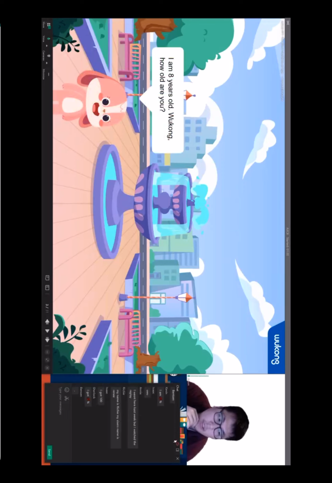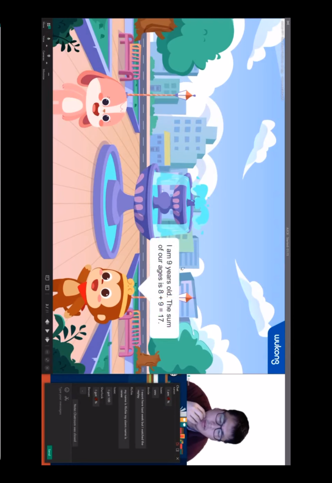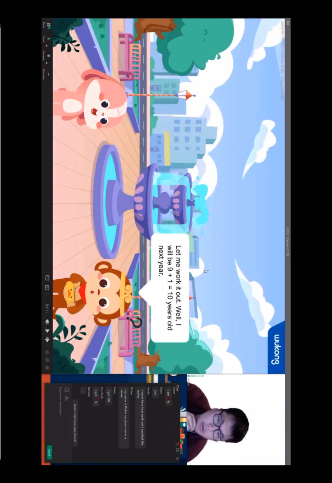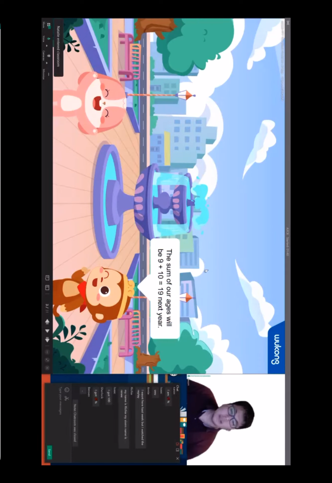So, Una is 8 years old, and Wukong, how old are you? Well, I am 9 years old, so the sum of our ages is 8 plus 9, which is 17. Oh, so what will be the sum of our ages next year? Well, let me work out. I will be 9 plus 1, so 10 years old next year. And I will be 9 years old next year because 8 plus 1. So that means the sum of our ages will be 9 plus 10, which equals 19 next year.